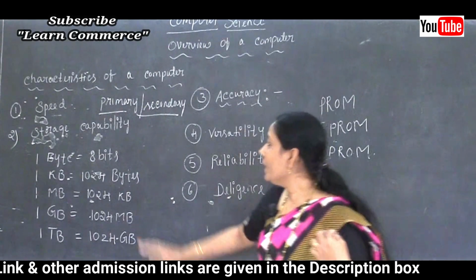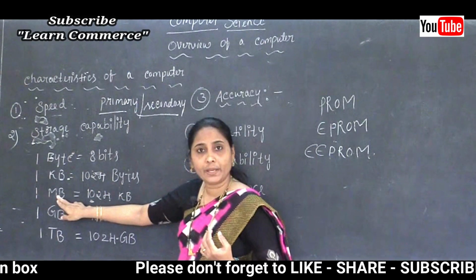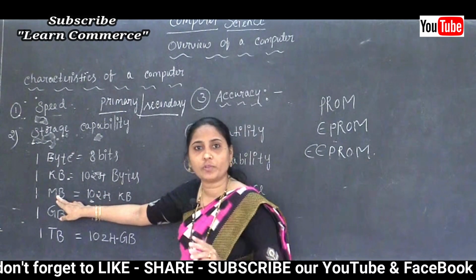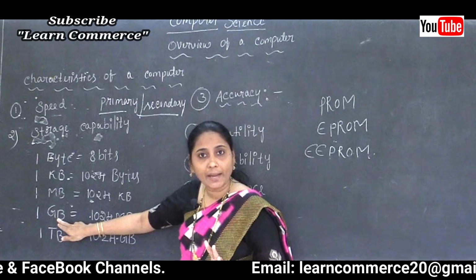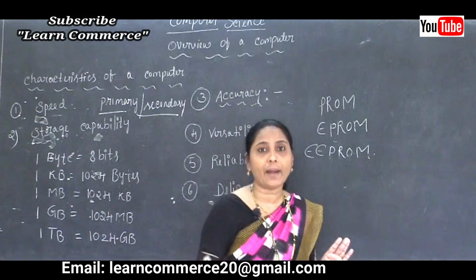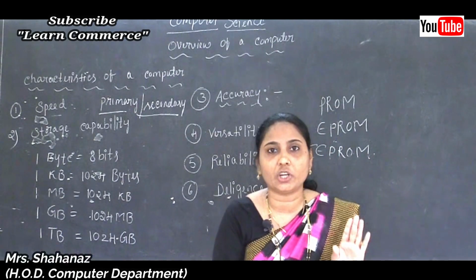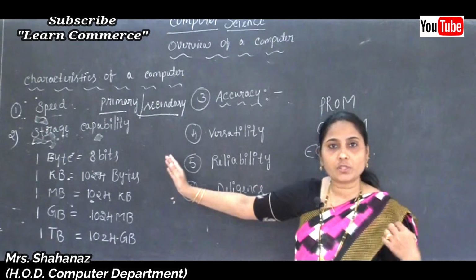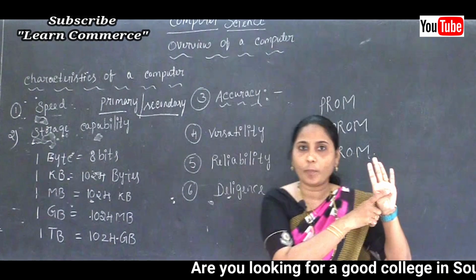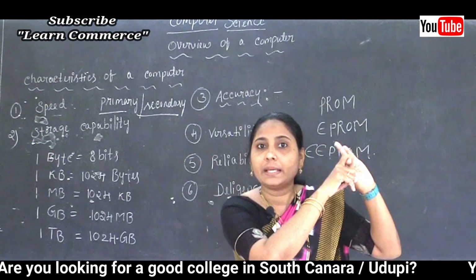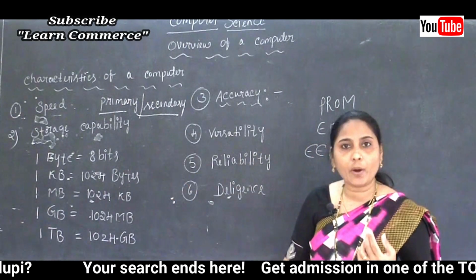Such storage capability is given in terms of kilobytes, that is KB, megabytes, MB, whose full form is megabytes, spelled MEGA. Next GB, gigabyte, and the last one is TB, terabyte. Now we are going to discuss the calculation of bytes. Clear this point here? Why? Because we know the storage capacity is given in terms of KB, MB, GB and TB. Now we are going to discuss some calculations about the bytes.